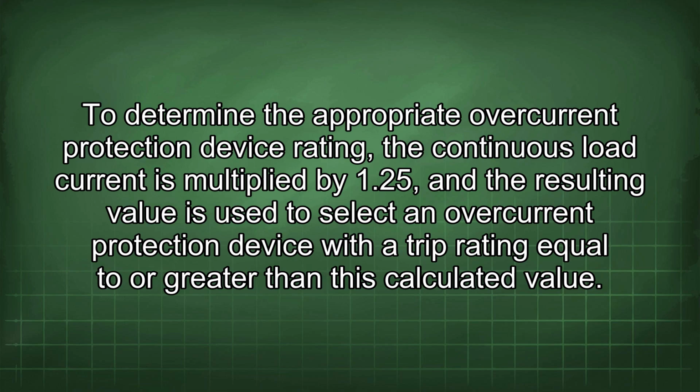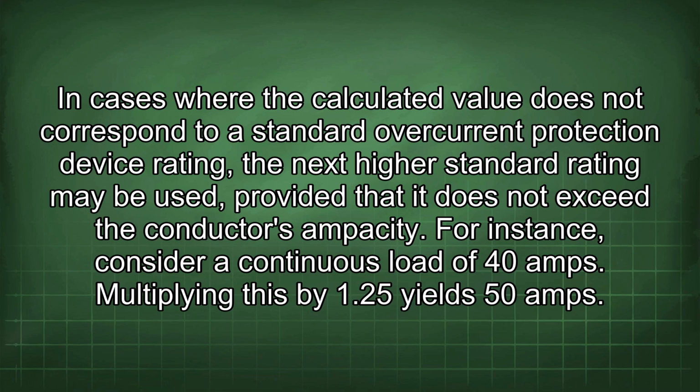This requirement ensures that the overcurrent protection device will not trip prematurely due to the sustained heat generated by continuous operation. To determine the appropriate overcurrent protection device rating, the continuous load current is multiplied by 1.25, and the resulting value is used to select an overcurrent protection device with a trip rating equal to or greater than this calculated value. In cases where the calculated value does not correspond to a standard overcurrent protection device rating, the next higher standard rating may be used, provided that it does not exceed the conductor's ampacity.